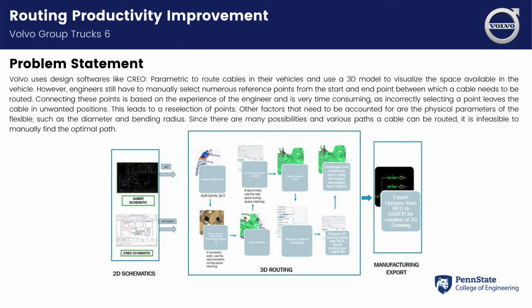Volvo uses design software like CREO Parametric to route cables in their vehicles and uses a 3D model to visualize the space available in the vehicle. However, engineers still have to manually select numerous reference points from the start and end point between which a cable needs to be routed. Connecting these points is based on the experience of the engineer and is very time-consuming, as incorrectly selecting a point leaves the cable in unwanted positions, and this leads to a reselection of points.